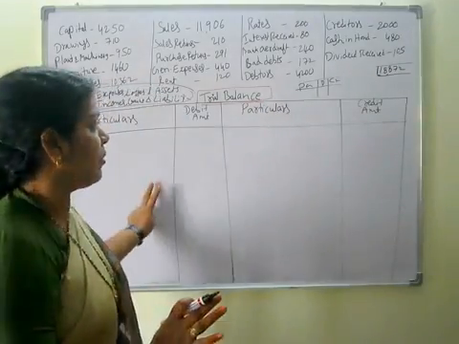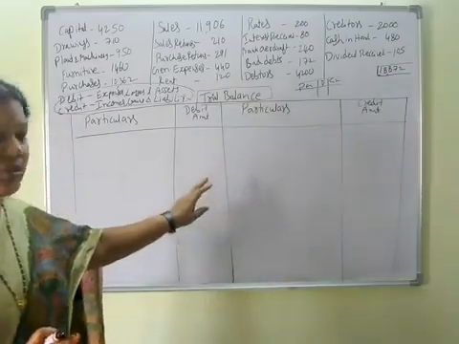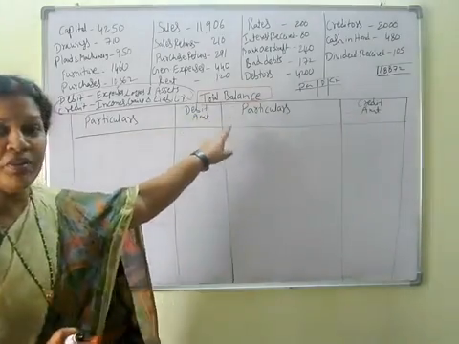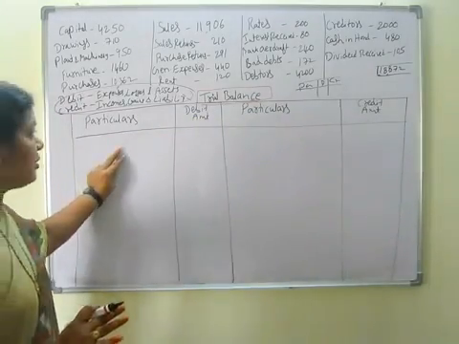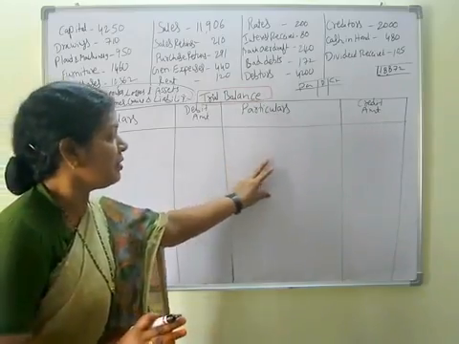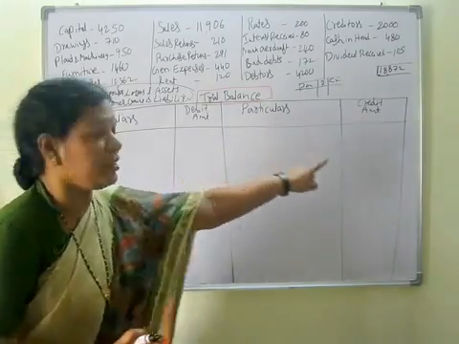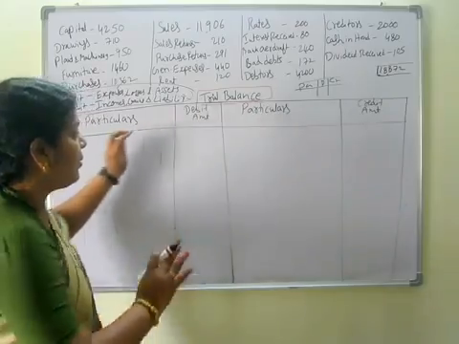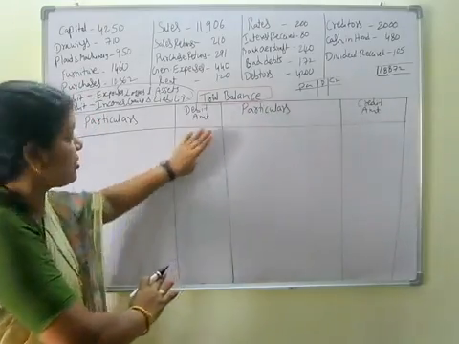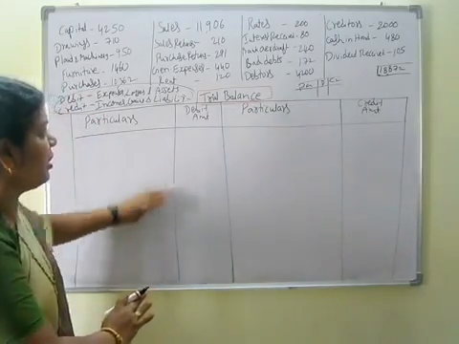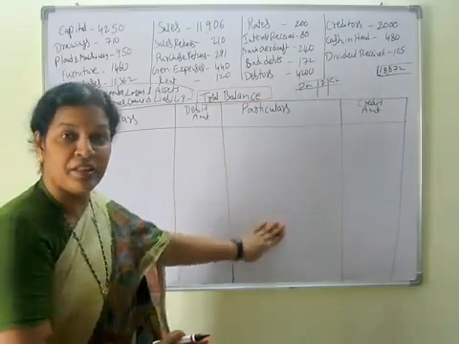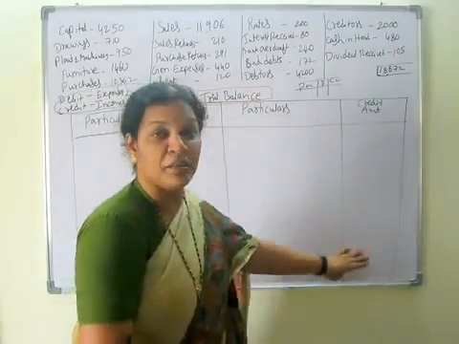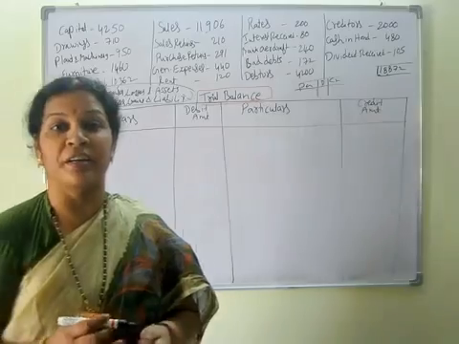So the second format I'll follow always. This format is comfortable. What is the format? We are writing particulars, amount, particulars, amount, debit side amount, credit side amount. And when we post all the transactions, debit side transactions here, credit side transactions here. The debit side amount and credit side amount should tally at the end.